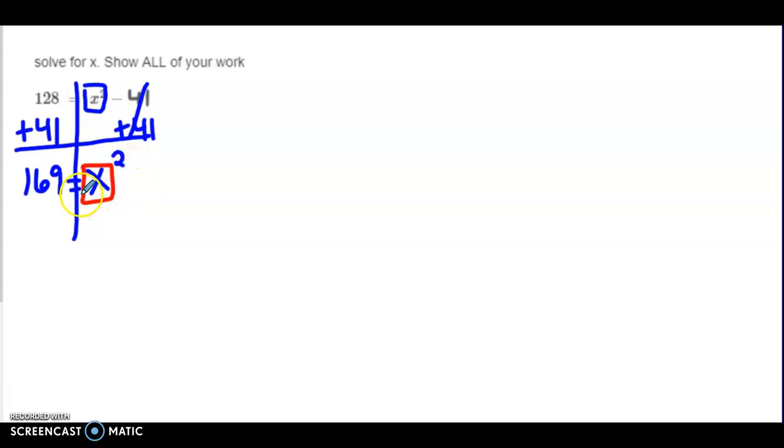So the opposite of squaring is square rooting. I'm going to square root that side, and whatever you do to one side, you have to do to the other side. The squares and square roots cancel, leaving me with just x. And the square root of 169 is 13, which is your answer. A little bit later on in other math classes, you'll talk about positive and negative 13, but for right now, it's just going to be positive 13.